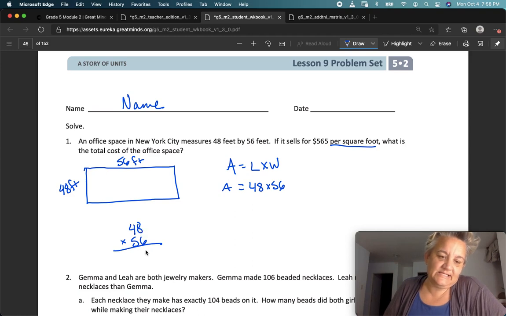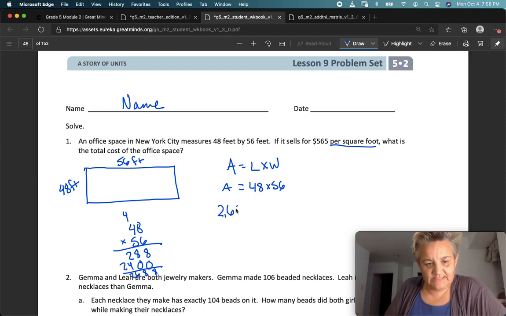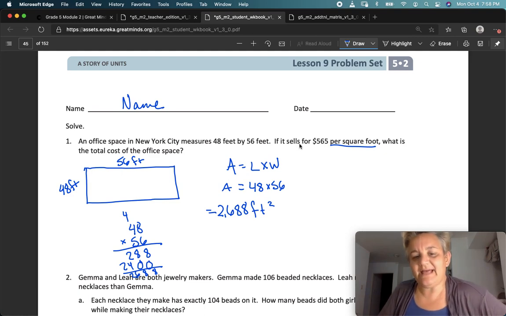6 times 8 is 48. Carry the 4. 6 times 4 is 24, plus 4 is 28. Now the tens place. 5 times 8 is 40. Carry the 4. 5 times 4 is 20, plus 4 is 24. And then I've got 8, 6, and 2. So the area equals 2,688 feet squared.